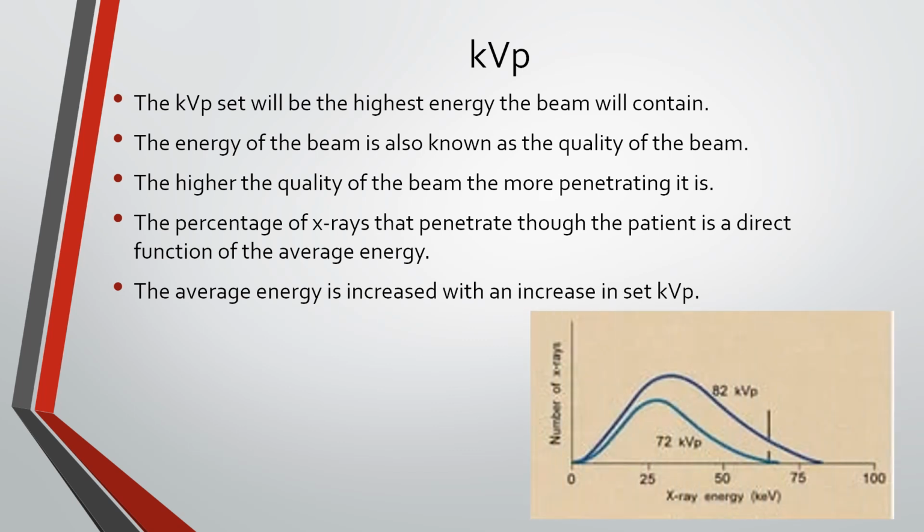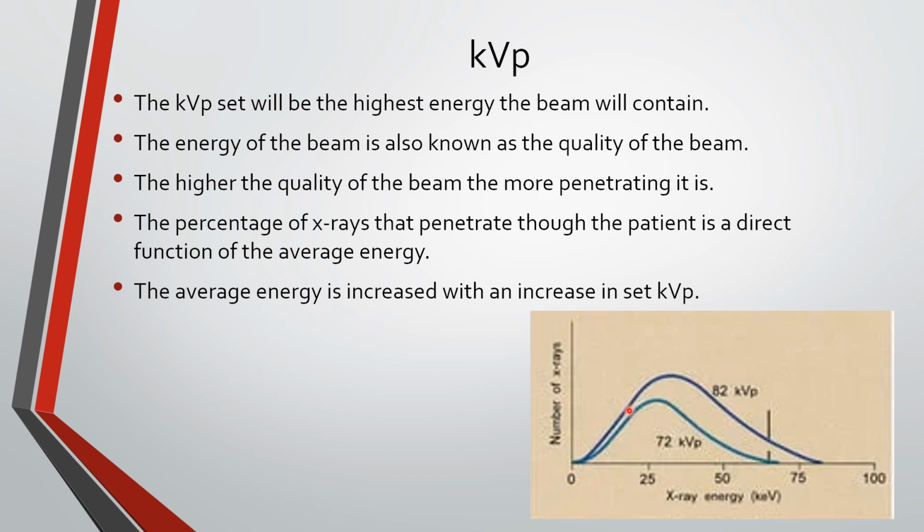And we can see here, this is the graph of a change in kVp. So with a change in kVp, the energy goes up, and it will only go up to that peak. So the kVp that's set here is 82. So the highest energy that can possibly be contained in this beam is 82 keV. And in this one it's 72.